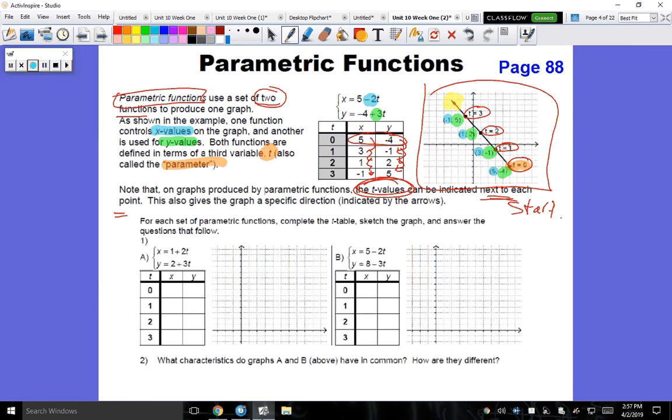Remember how meticulous you guys had to be drawing your vectors: the resultant was dashed, the magnitude was with the absolute value, where was the arrow, and I counted off from the homework if you didn't put arrows. That's going to be the same thing here. You have to put the points, you have to put the time, and all of that stuff. So for each set of parametric functions, complete the table, sketch the graph, and answer the questions that follow.